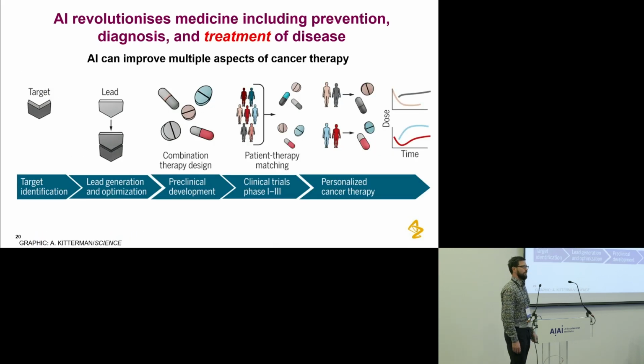Then treatment, of course. The main business of AstraZeneca is to develop and produce new drugs to treat different diseases, and we are already using AI at different stages.